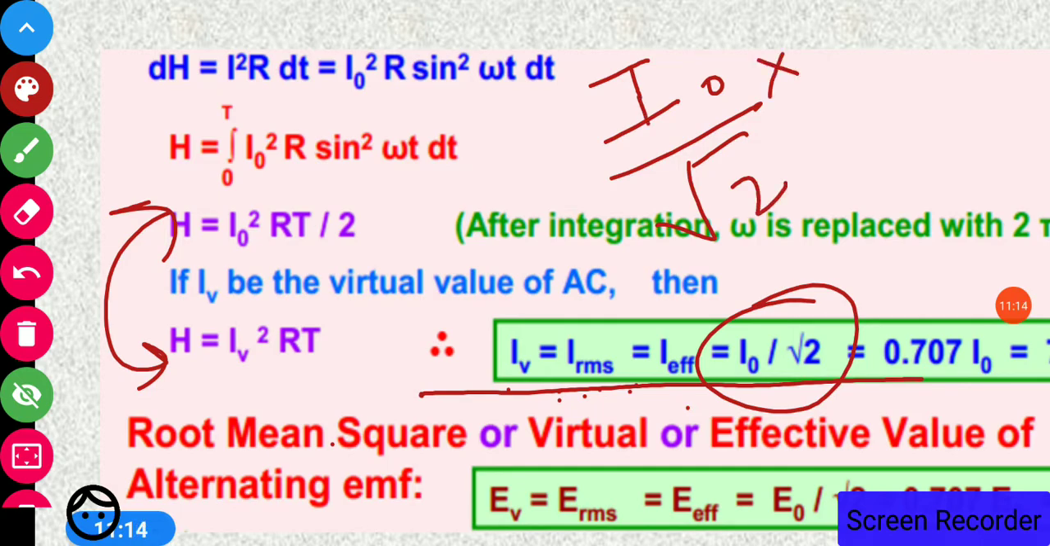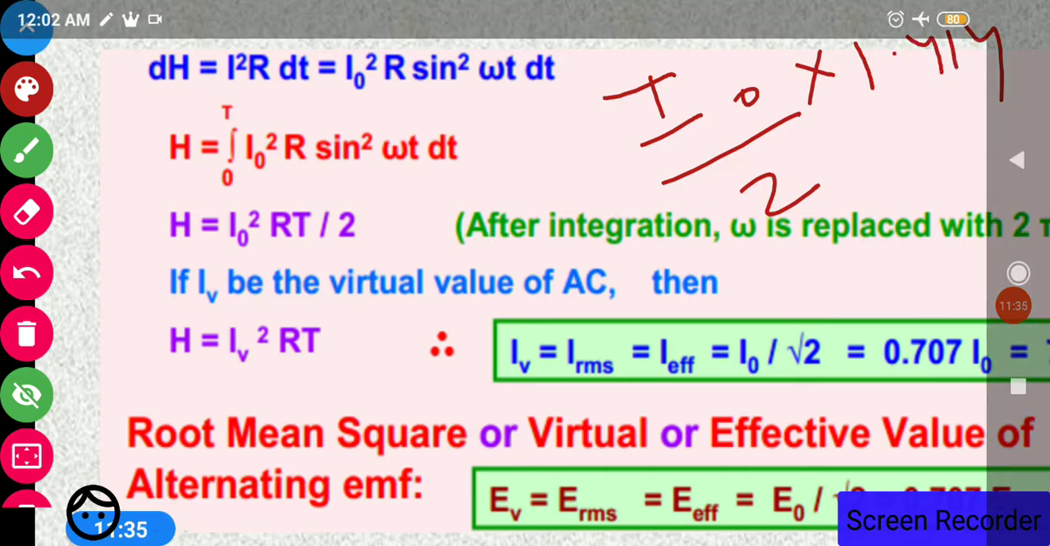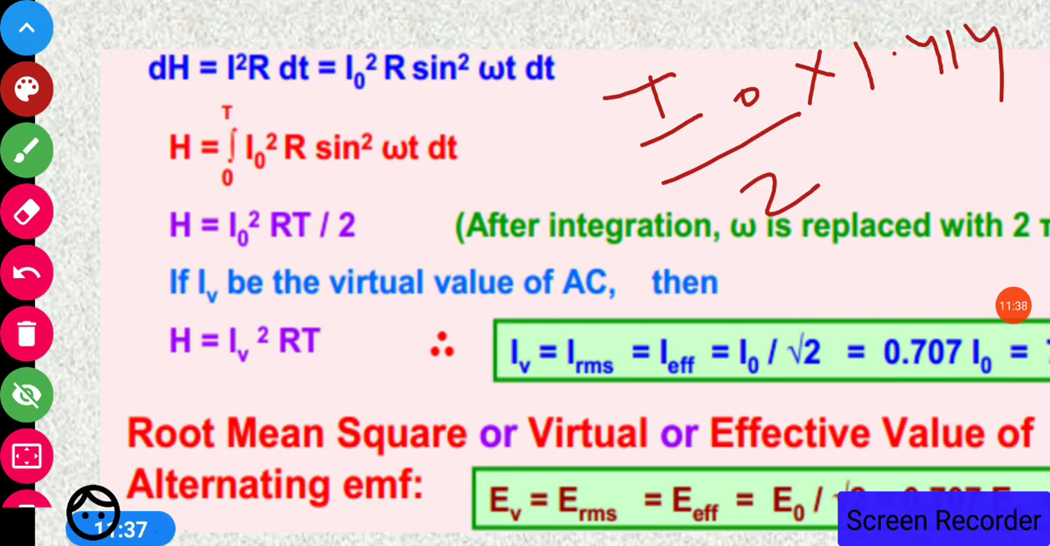Just to simplify it, multiply by root 2 in numerator and denominator, then root 2 and root 2 will become 2, and this expression will reduce to root 2 upon 2, and the value of root 2 you know is 1.414. So when you divide it you will get 0.707 I naught. So I effective or I RMS or I virtual is equal to 0.707 I naught.